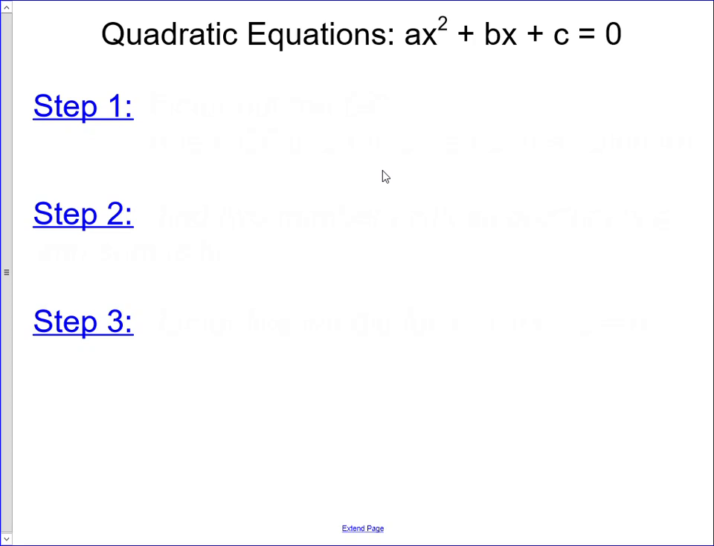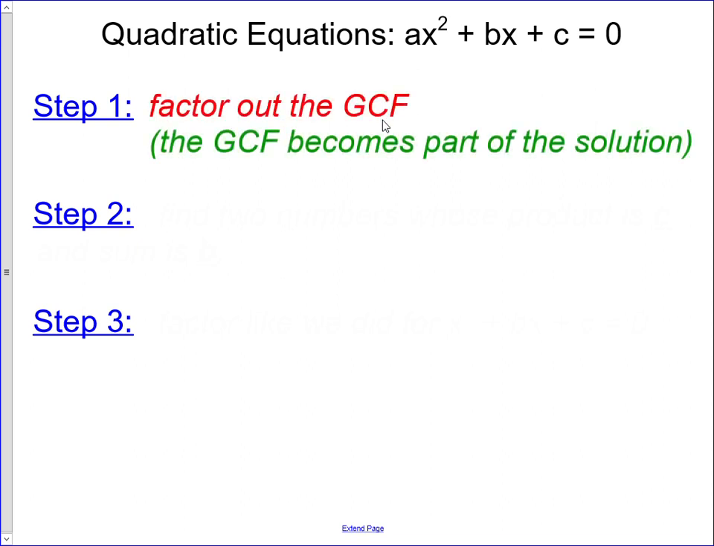Okay, in this second video, we're going to take a look at the second situation that can occur, and that's when there is a greatest common factor that can be factored out. Now, there's two situations that can occur when you have a greatest common factor that can be factored out, and we're going to look at one. So, step number one is to factor out the GCF.